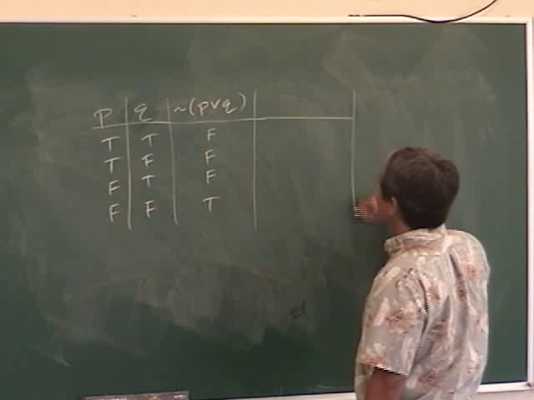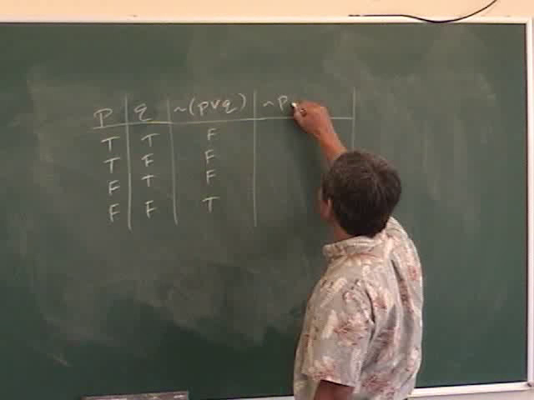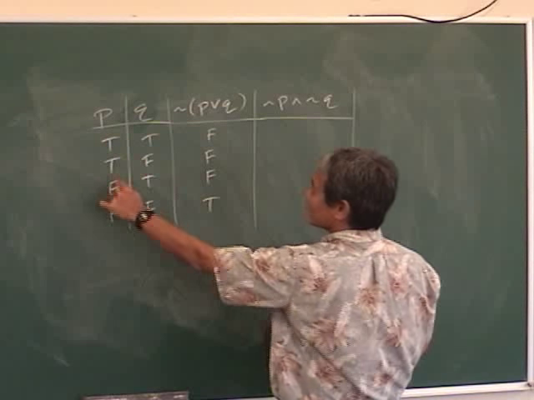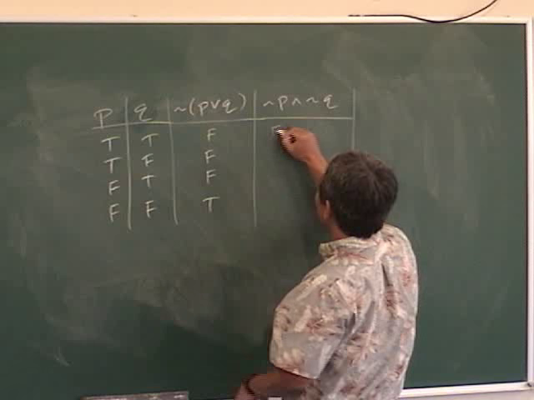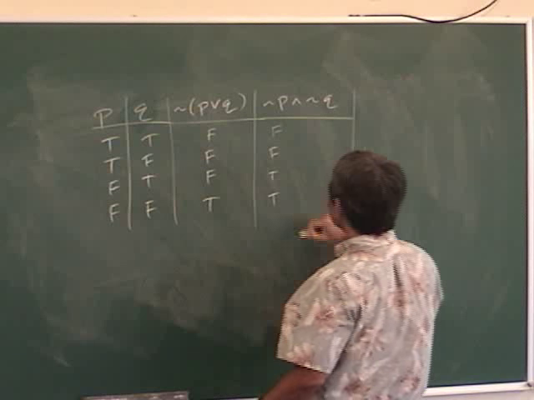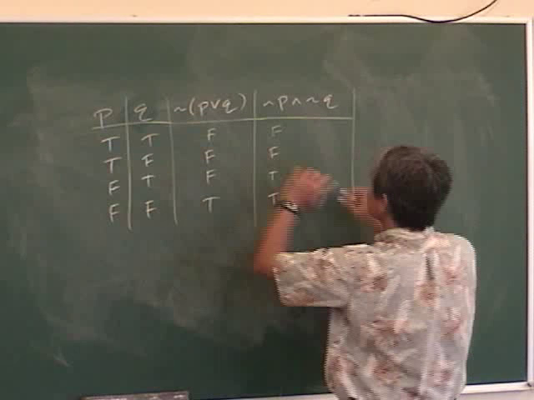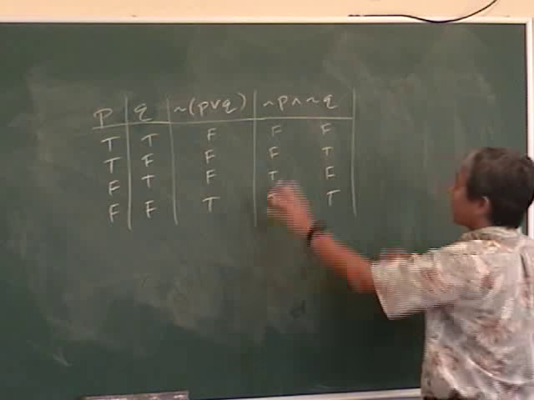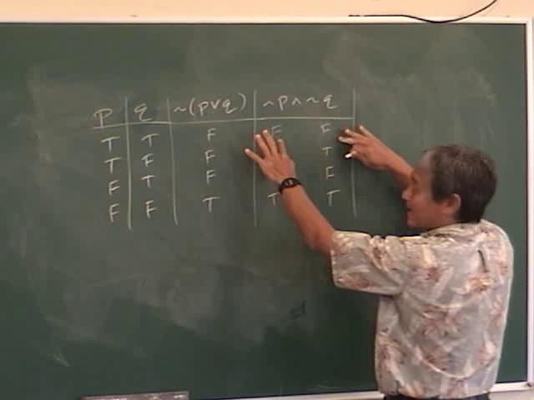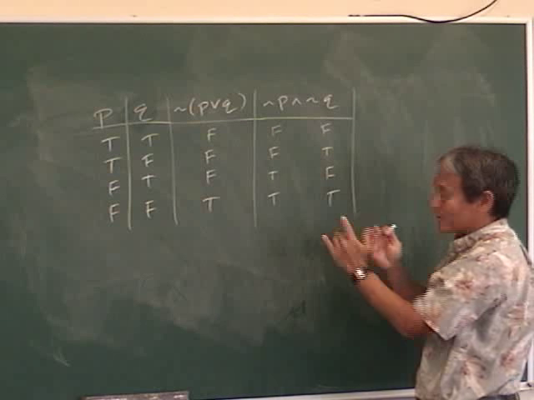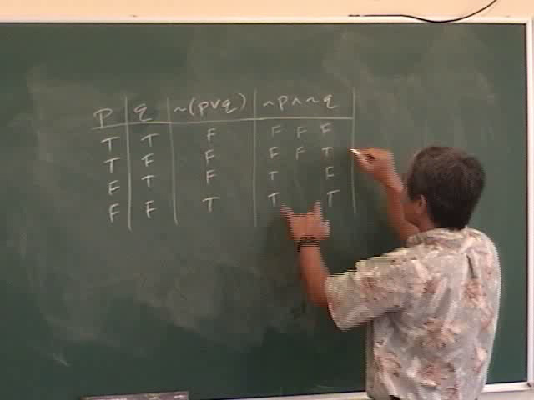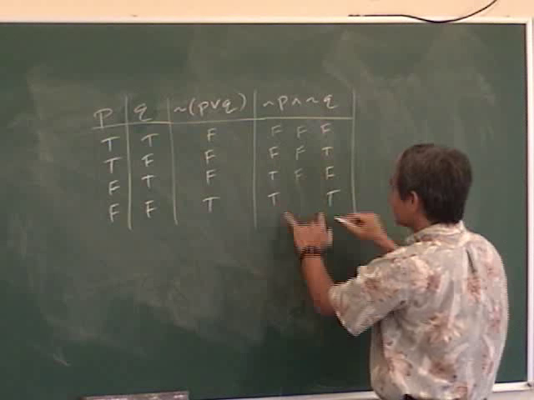Okay, now construct the truth table for not P and not Q. Well, if P is true, true, false, false, not P is going to be false, false, true, true. If Q is true, false, true, false, not Q is going to be false, true, false, true. And then I have to put these two together with and. The and statement is true when both of them are true, right? Are both of them true? No. No. No. Yes.